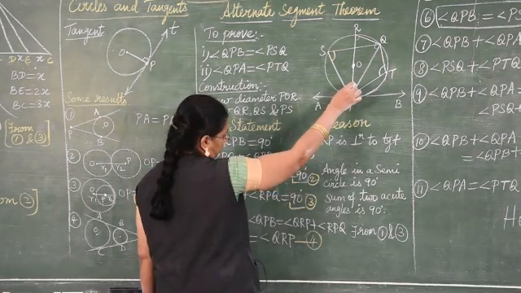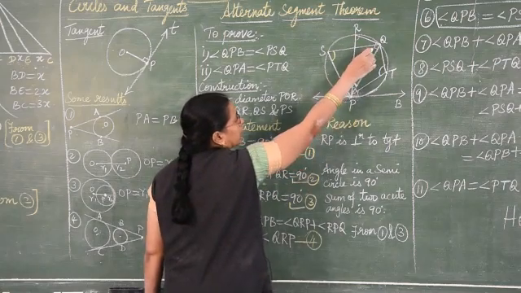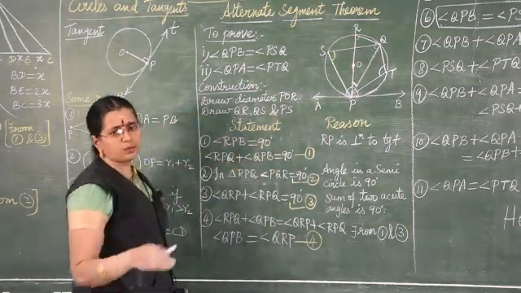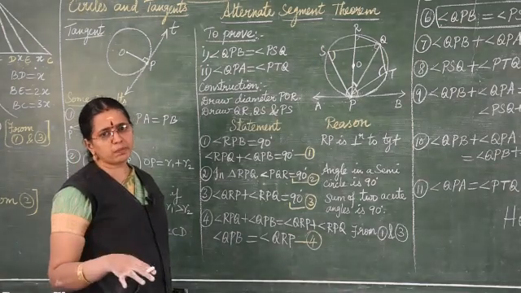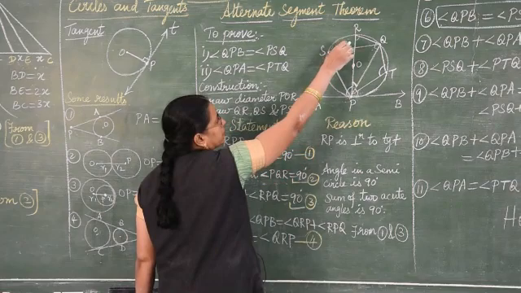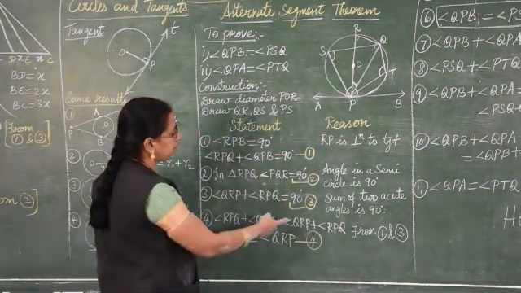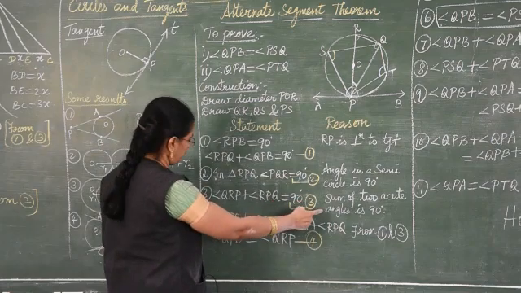In triangle RPQ, one of the angles is 90 degrees, as we have proved. You know the angle sum property of a triangle. If one angle is 90 degrees, then the sum of the other two angles is also equal to 90 degrees. That is what they have written.